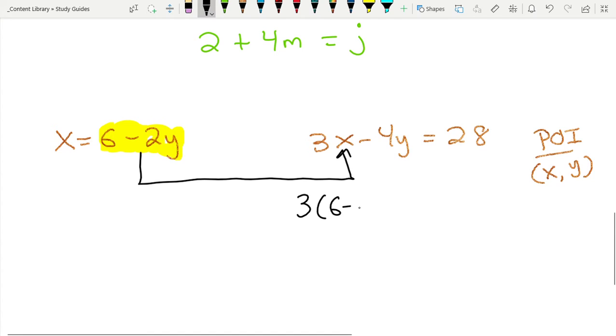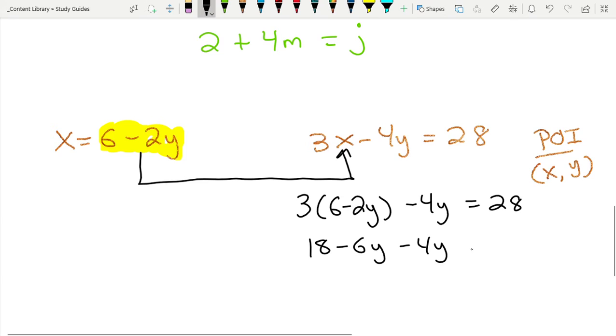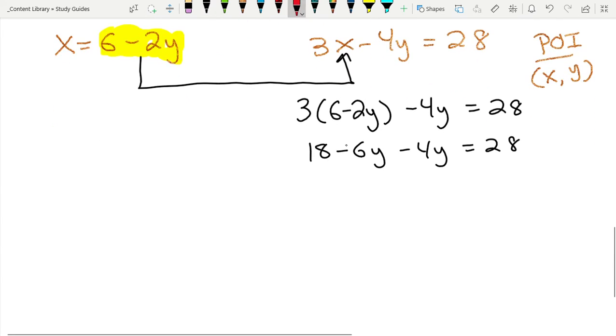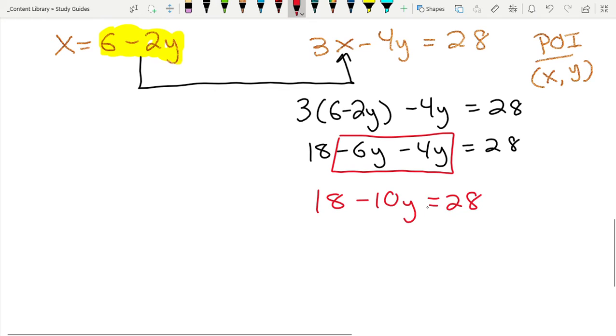So now I have 3 times (6 minus 2y). Now I rewrite the rest of the equation, minus 4y equals 28. Now I can figure out what y is, because I only have y. So I just do our basic algebra. We do the distributive property. 3 times 6 is 18. 3 times negative 2 is negative 6y. Minus 4y equals 28. I now can combine like terms. So I have a negative 6y and a minus 4y. So that's 18 minus 10y is equal to 28.